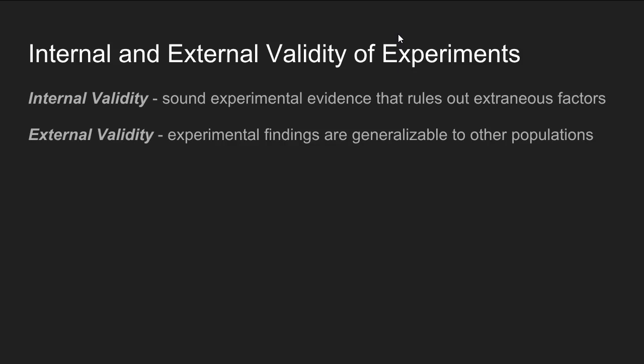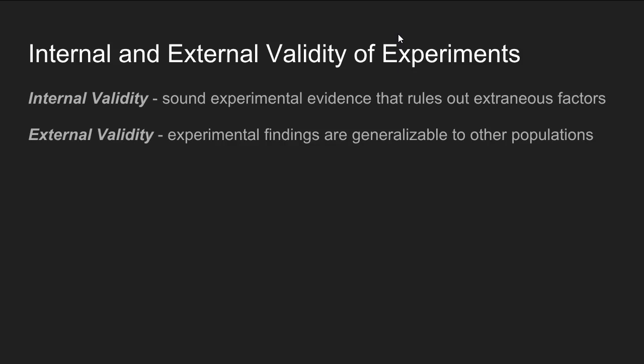So there are two important things that a researcher must do when conducting experiments. The first is to establish internal validity, and this involves ensuring that there is sound experimental evidence that rules out extraneous factors, as in the prior experiment where a researcher was maybe trying to establish a relationship between chemotherapy and mortality, but was unable to rule out the extraneous factors that might account for that relationship, particularly the variable cancer.